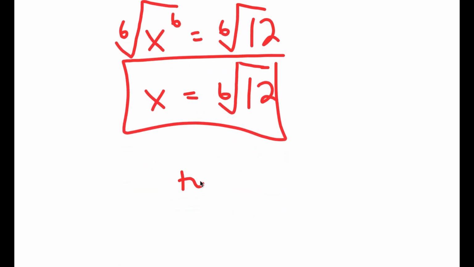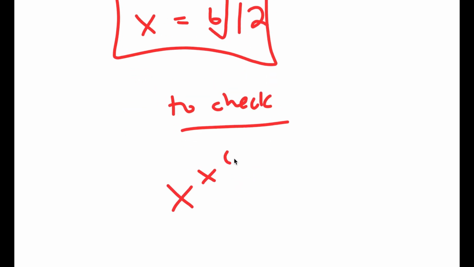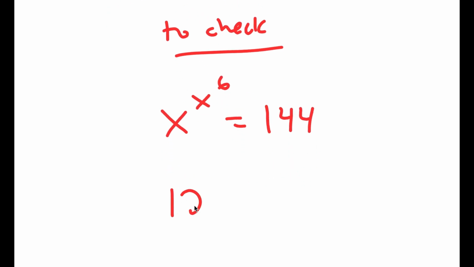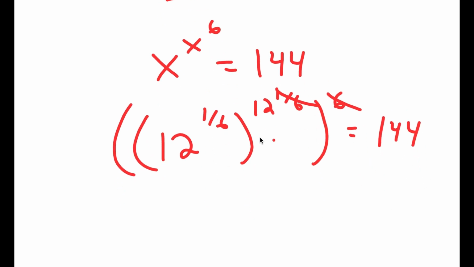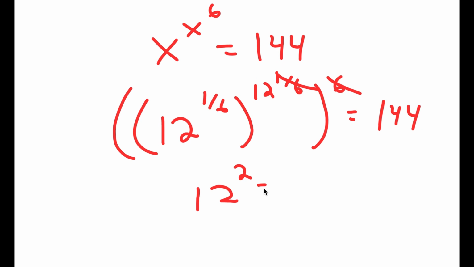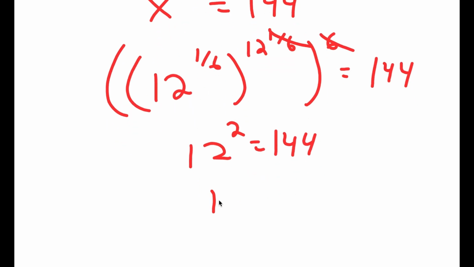And now to check, I'll plug this into my original equation. X to the power of x to the power of 6 is equal to 144. X is equal to 12 to the power of 1 over 6. So then these two cancel out, and this results in 12 to the power of 2, which is equal to 144.